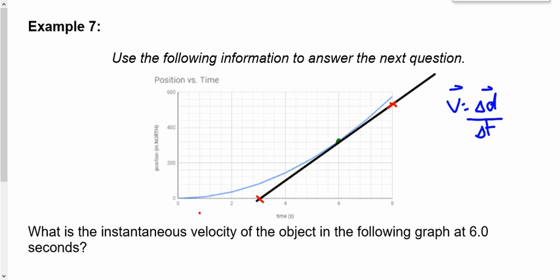Let's go to the start and the end. There we go. Start and the end. Now, delta D, what is that? Well, looks like a final position. It's kind of hard to tell exactly. I've got to back up a little bit. Looks like it's about, what are we going up by on the y-axis?